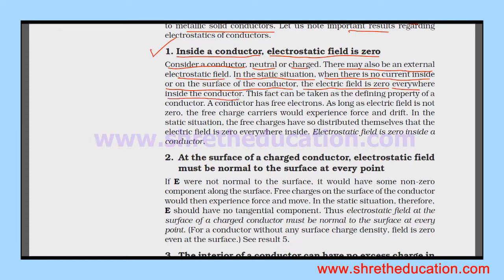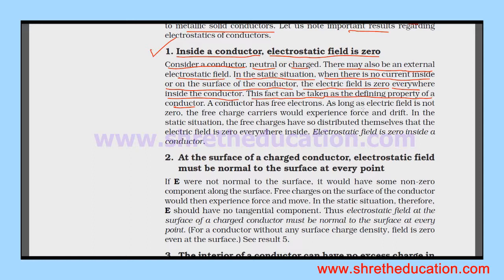Everywhere inside the conductor, the electric field is zero. This fact can be taken as a defining property of a conductor. A defining property of a conductor right there.